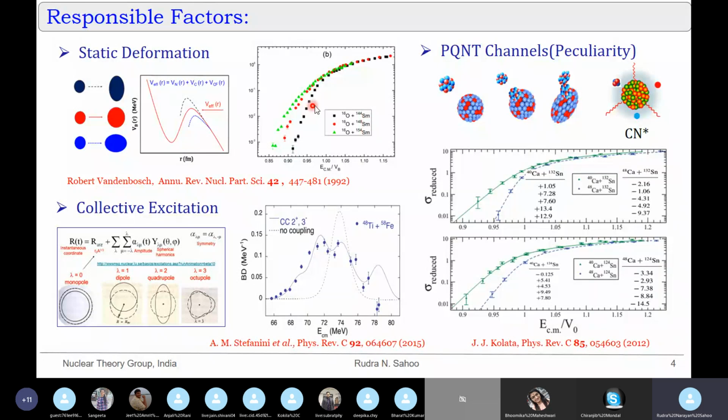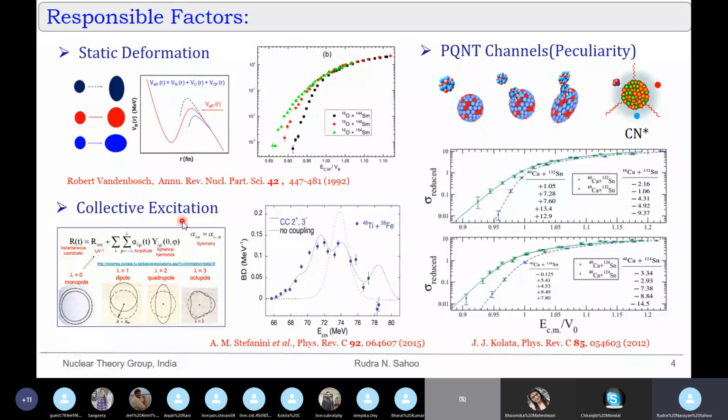And when the sub-barrier fusion cross section is measured, here E_cm by V_B is 1, which means this is our below-barrier data. In the below-barrier region, the fusion excitation functions are diverging. However, in the above-barrier region, the fusion excitation functions coincide with each other. And with increasing deformation, the fusion cross sections are actually increasing. That signifies that static deformation has some role in sub-barrier fusion.